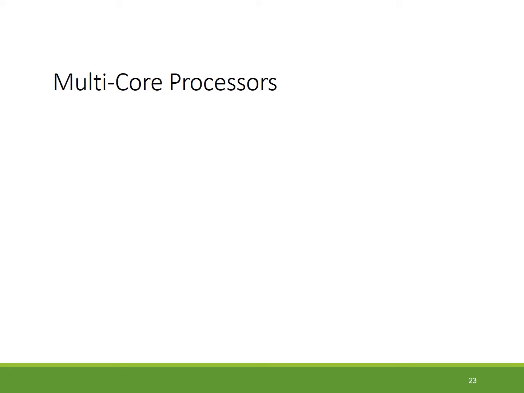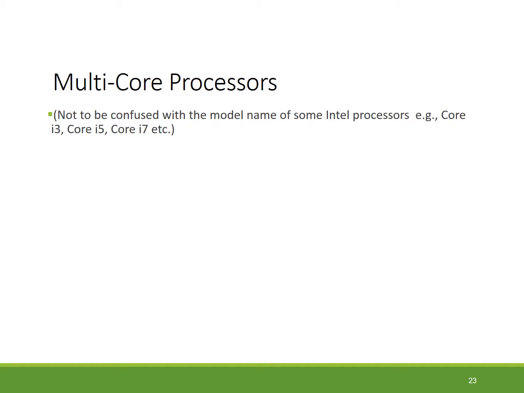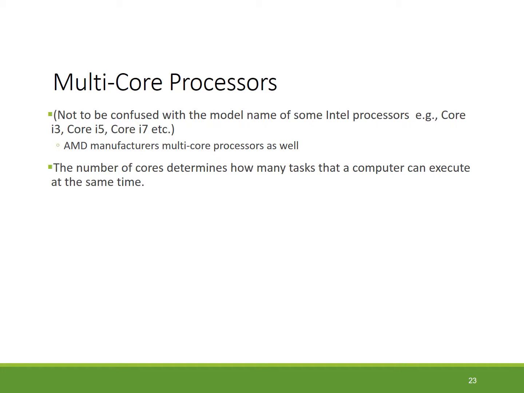Okay, multi-core processors. Not to be confused with the model name of some of the Intel processors. For example, they talk about the Core i3 or the i5 or the i7. Basically, how many things can go on at one point in time. AMD and other manufacturers also have multi-core processors, and it's really how many things can be run at exactly the same time. The number of cores determines how many tasks a computer can execute at the same time.